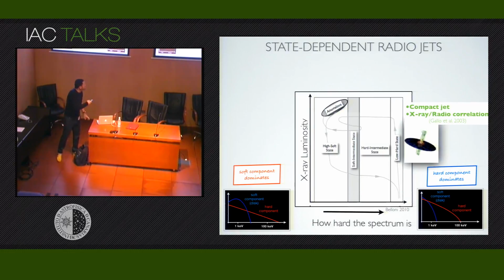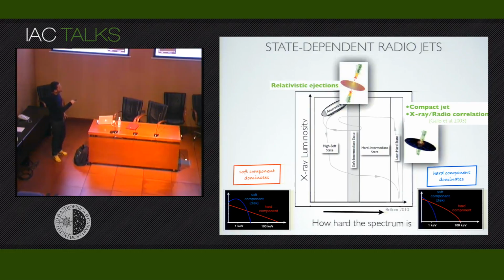At some point, when the system starts to move soft, we see that this compact jet starts to be weaker, but in this area, instead of having an optically thick compact jet, a slow jet if you want, we suddenly see strong relativistic ejections. Some people call this area the jet line. So in the middle of the transition, we see this relativistic ejection. We see powerful jets moving at relativistic velocities. And when the system, let's say, stabilizes and is dominated by the accretion disk, we don't see the jet.